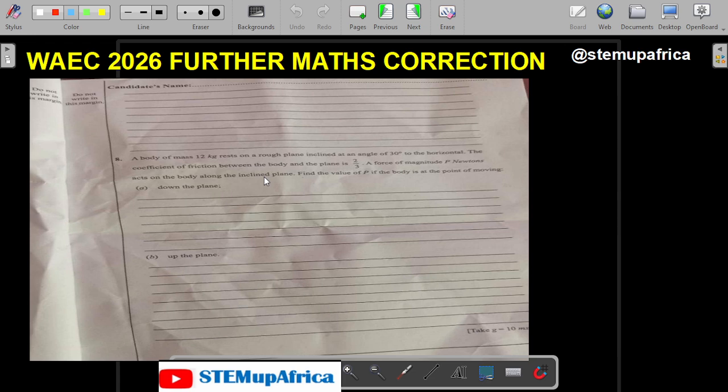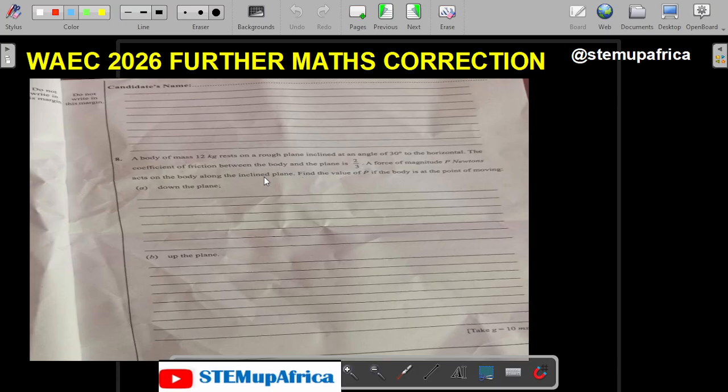It says a body of mass 12 kg rests on a rough plane inclined at an angle of 30 degrees to the horizontal. The coefficient of friction between the body and the plane is 2/3. A force of magnitude P Newton acts on the body along the inclined plane. Find the value of P if the body is at the point of moving downward.